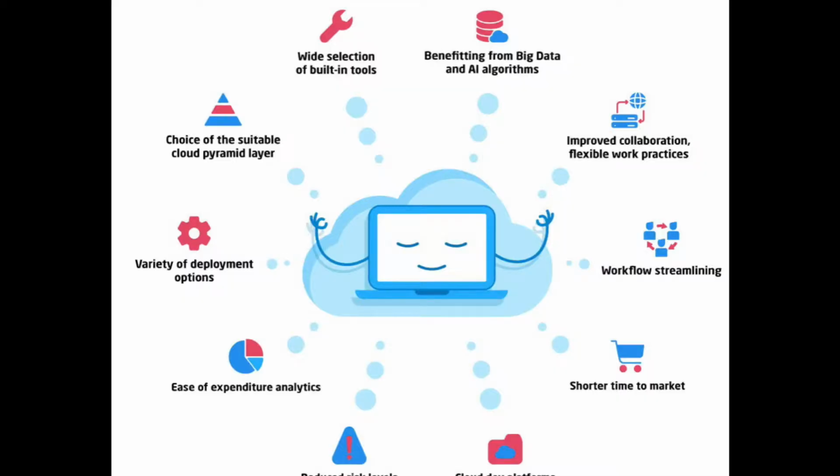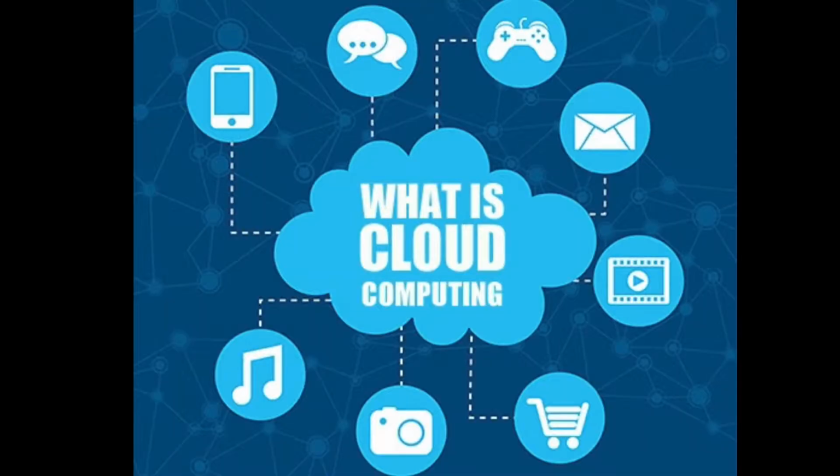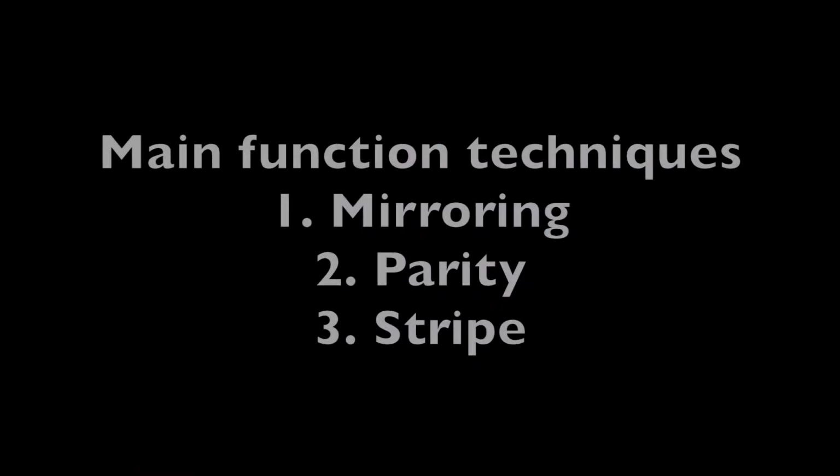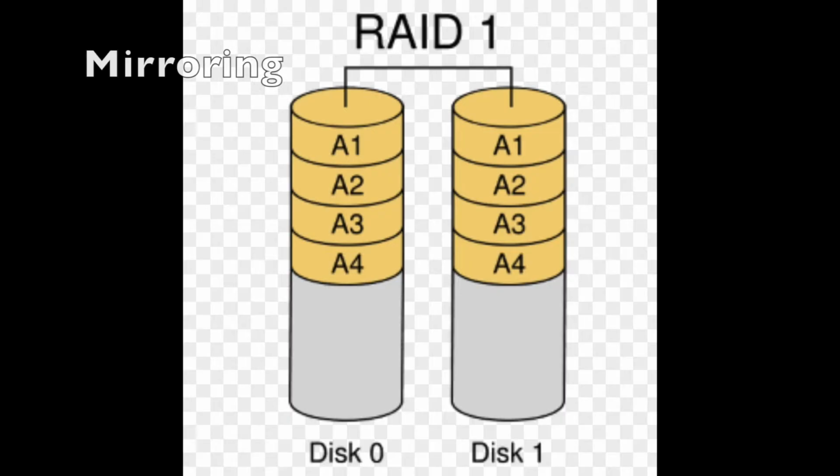Now we're going to go over a little bit more on exactly what cloud computing has the capability of doing. There are three major techniques that cloud computing helps firms or even small establishments do. The first thing is mirroring. With mirroring, you're using RAID to make a copy. So instead of having one of the identical file, now you have two copies.